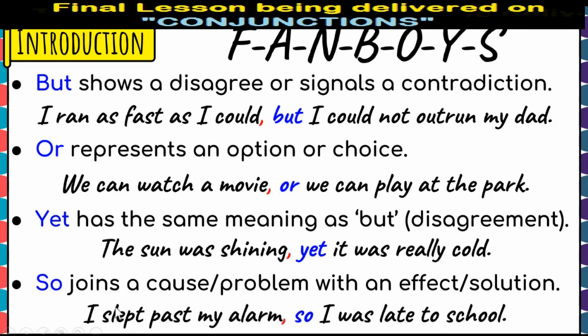For example, I slept past my alarm. So what do you think? When I slept past my alarm, what would happen? I will be late to school, right? So it's telling me an effect. The cause was I overslept and the effect was I was late to school. So to combine these two type of situations together in one sentence, I will say I slept past my alarm, so I was late to school.